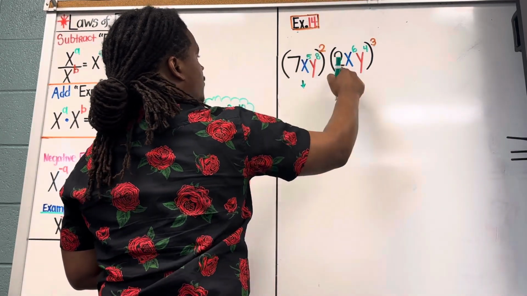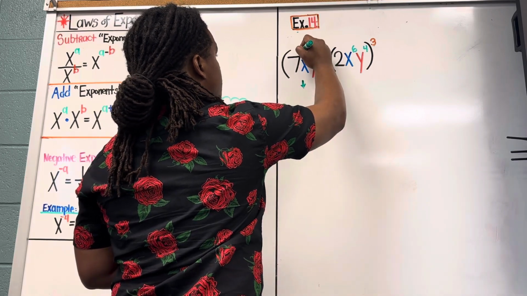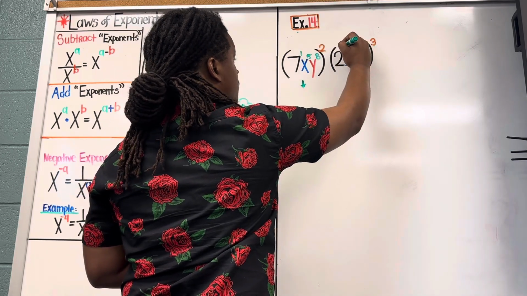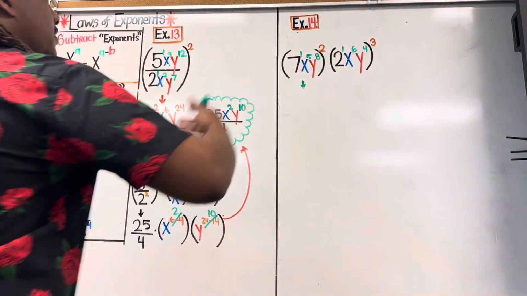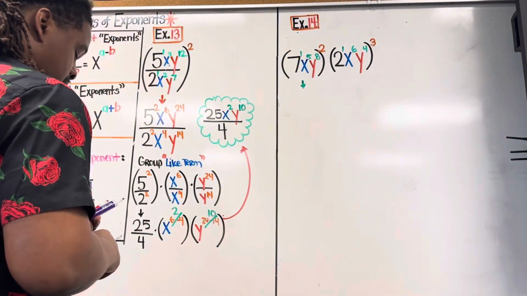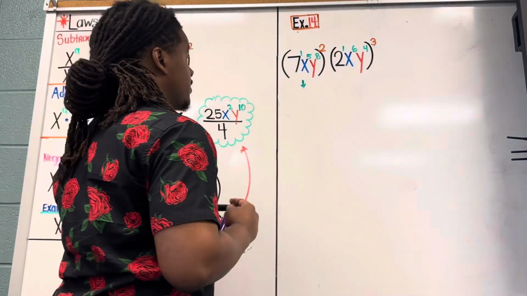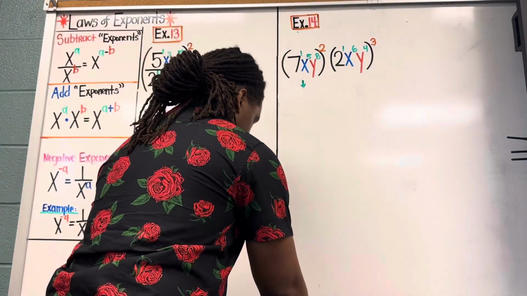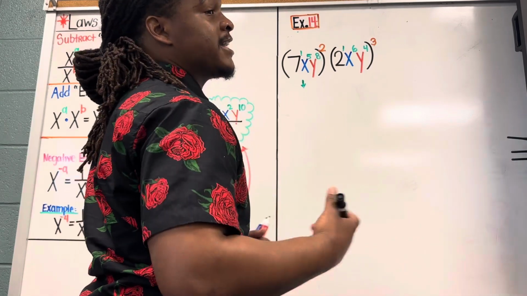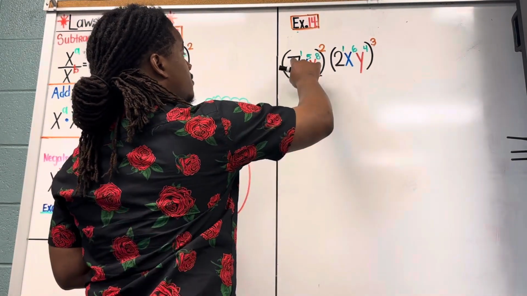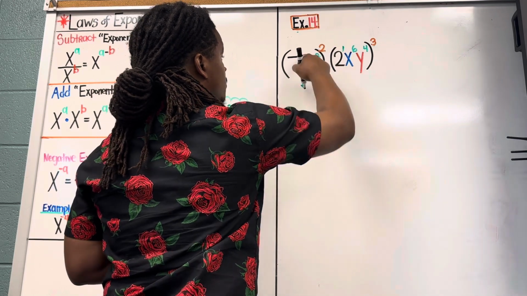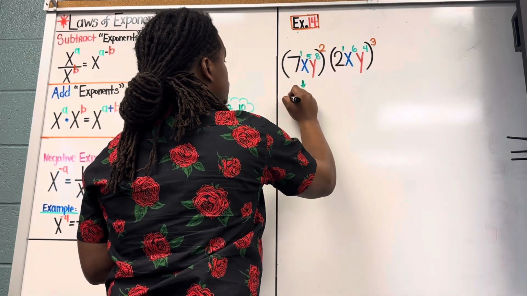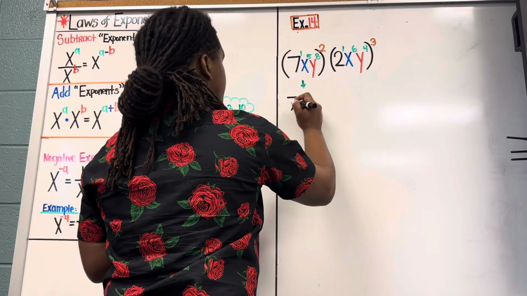Once again, whenever you have coefficients, 7 is just like saying 7 to the 1st power, and 2 is just like saying 2 to the 1st power, because that still equals 2. Now we're just going to rewrite it with new exponents, or new powers. So 7 to the 1st power, I'm going to multiply by this power of 2, which 1 times 2 is 2. So now we have 7 squared.